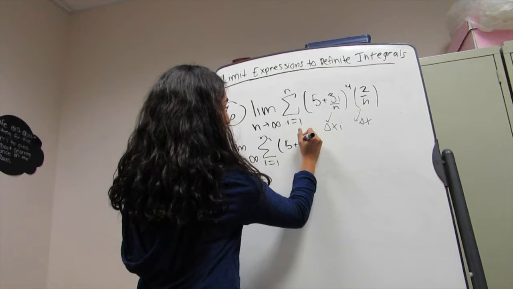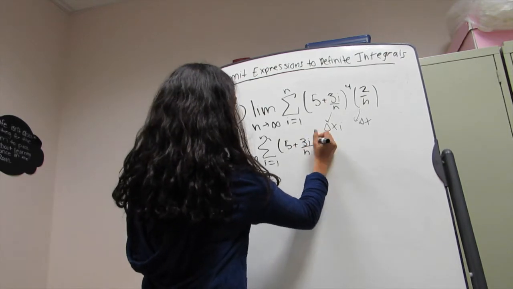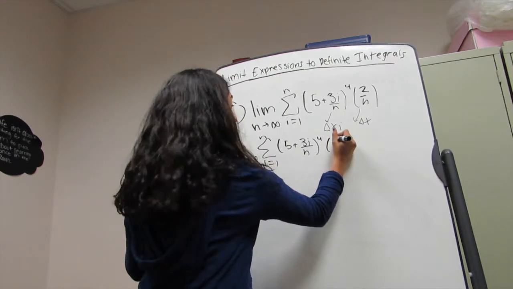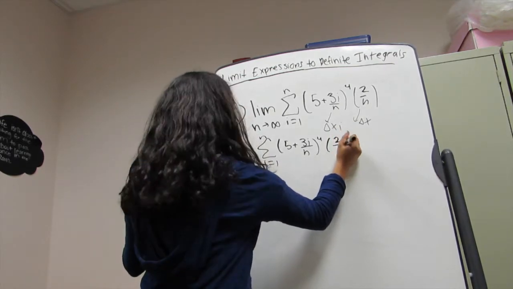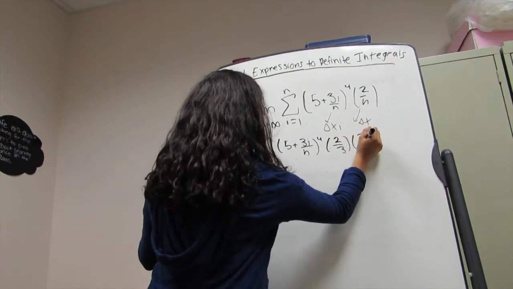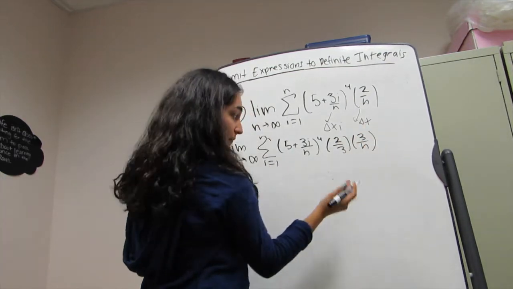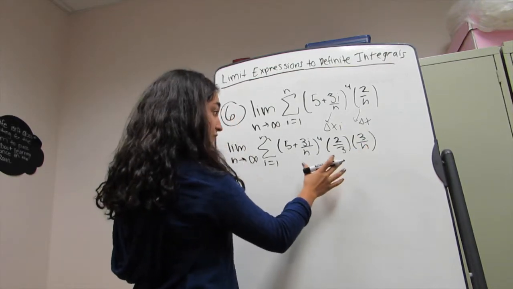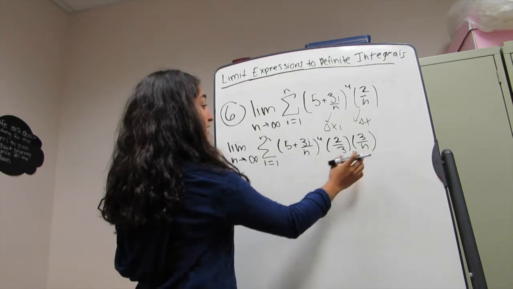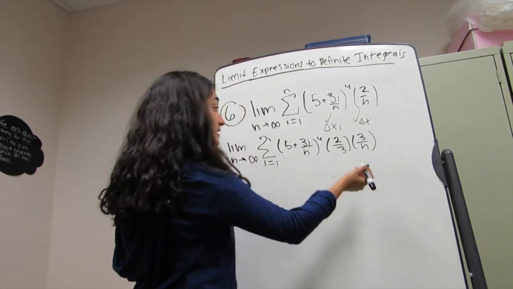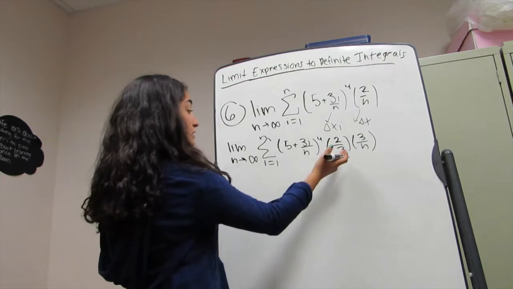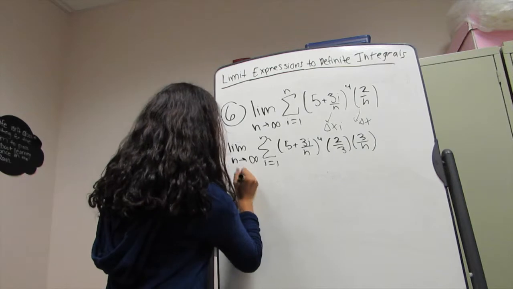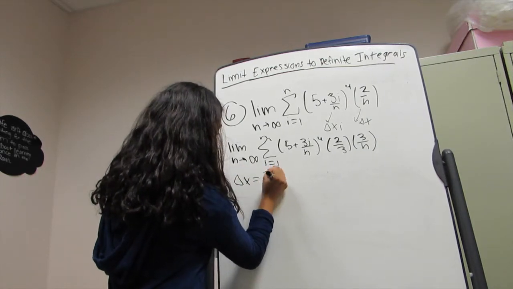So we keep the original 5 plus 3i over n to the fourth, but we can change 2 over n to 2 over 3 times 3 over n. And this works because the 3's can cancel out and we're left with 2 over n. And we have a 3 over n in the argument and a 3 over n as the change in x, making it easier to work with, and we can easily handle a constant. So from there, we know that the change in x is 3 over n.